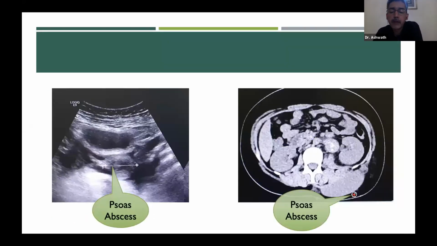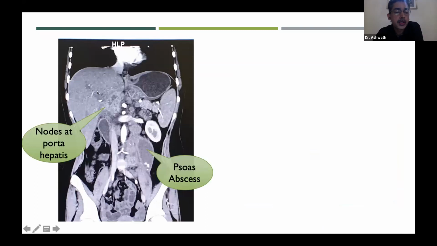We also saw evidence of a left psoas abscess which was confirmed on MRI. In this picture, you can see that huge mass of portohepatic nodes which is compressing the common bile duct. You can also see the left psoas abscess.